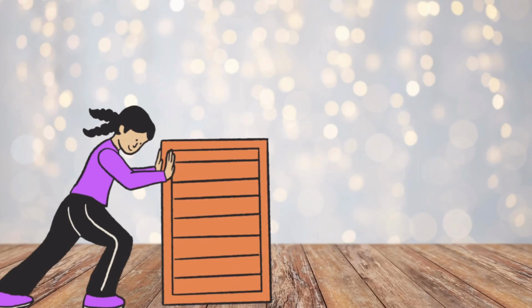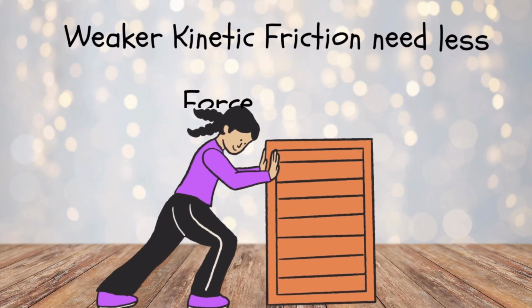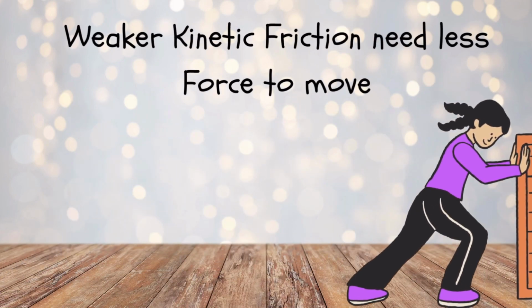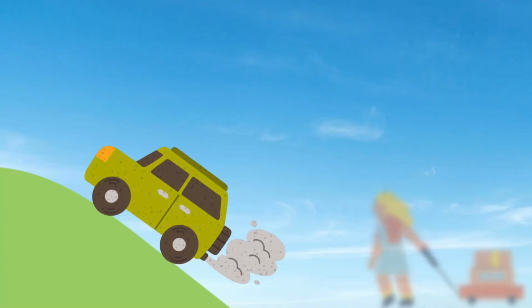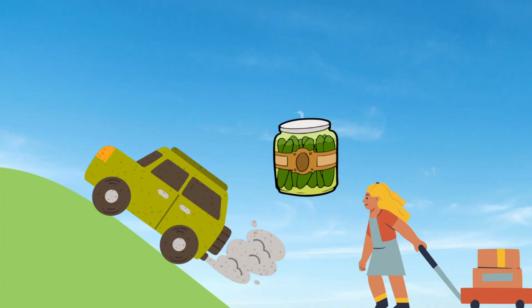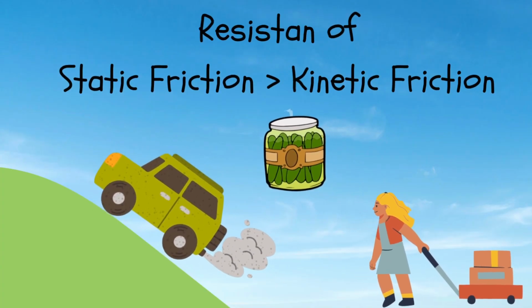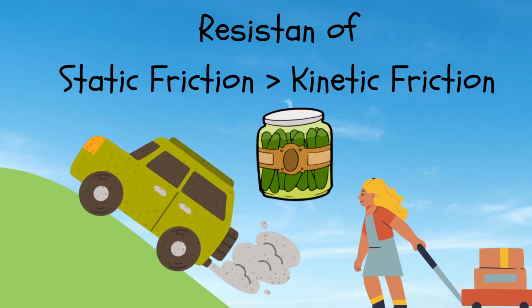This difference shows up everywhere. Think about pushing a heavy dresser across a floor. At first, it feels almost impossible. Static friction is strong. But once it finally starts sliding, keeping it moving feels noticeably easier. The same principle applies to starting a car on a hill, pulling a loaded sled, or trying to loosen a stuck jar lid. In every case, static friction resists the start of motion more than kinetic friction resists continued motion.